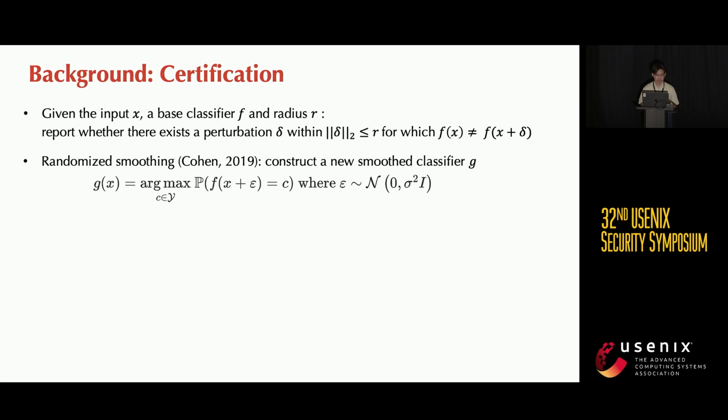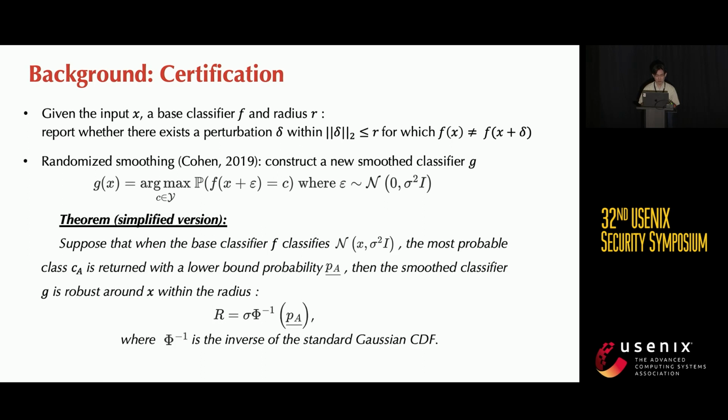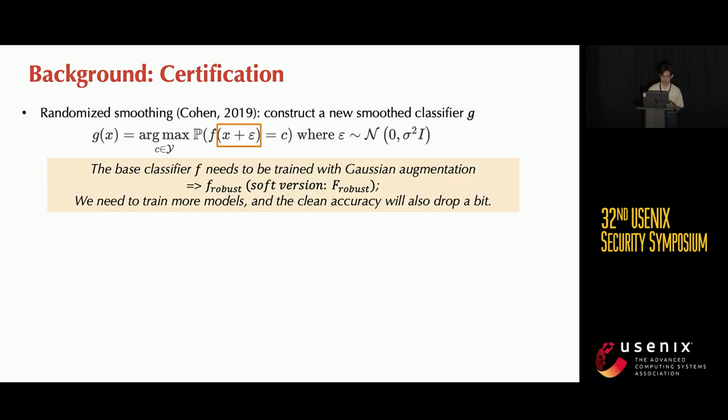And they show that with this smoothed classifier G, if we know the corresponding lower bound probability PA for the top class CA, then we can guarantee the smoothed classifier G will be robust around the X within such radius. As we can see, with a larger lower bound probability, we can certify a larger radius. However, with randomized smoothing, we have to train the basic classifier with Gaussian augmentation. So in fact, we need to train more models in practice, and the clean accuracy will also drop a bit.